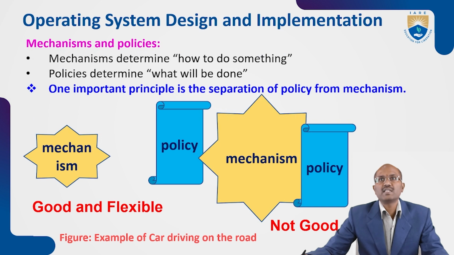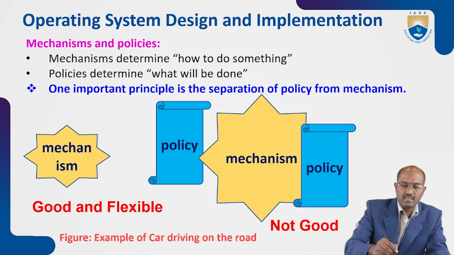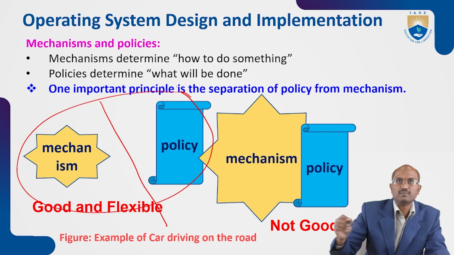Now, operating system mechanism and policies. Mechanism is different and policy is different. The combination of mechanism and policy is not good. Mechanism determines how to do something. Policies determine what will be done. One important principle is the separation of policy from the mechanism. So it is good and flexible when mechanism is separate and policy is separate, as in this diagram.